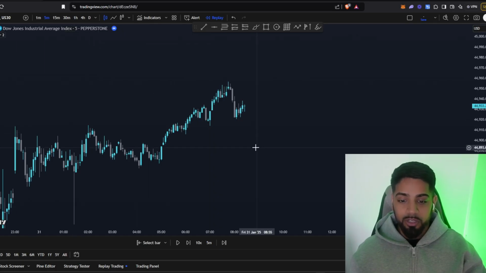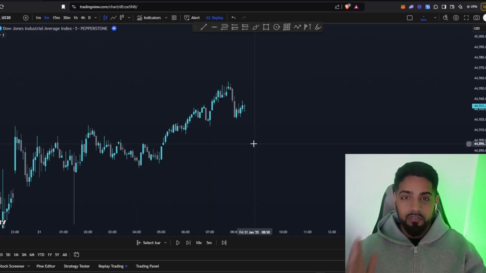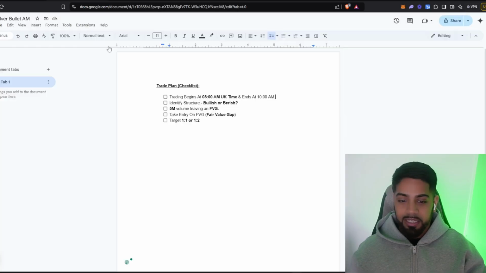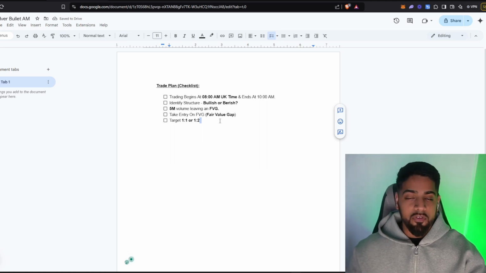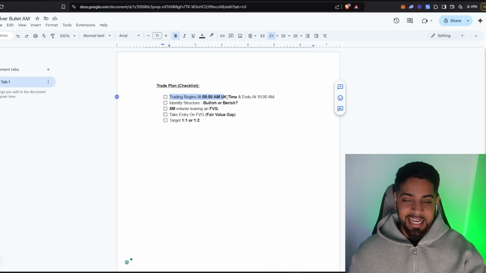And first and foremost, we're going to start off by understanding the core fundamentals of this strategy. Now for that, I've created this silver bullet trade plan checklist. So now all you have to do is go through, check all of these boxes off, and if all of them are checked off, that means you've got an A+ setup. That means you can safely execute and go through with that trade knowing that you've done everything you can in your power.